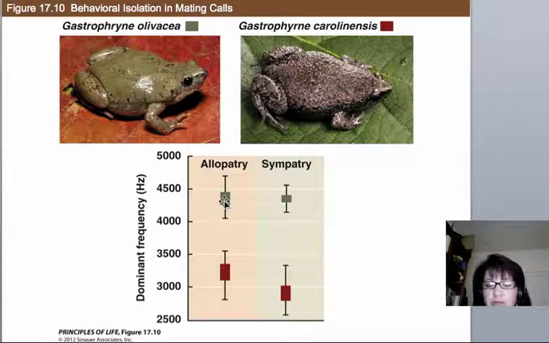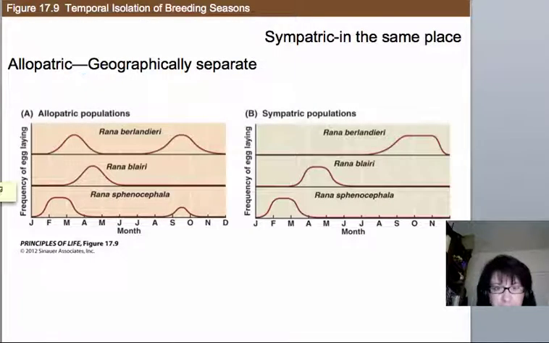With allopatric speciation, you can see the calls are a little closer together when they're in different places because they aren't near each other, so there's less interaction anyway. So allopatric speciation is when you are geographically separate. Sympatric speciation is when you're in the same place. And these are just examples of how allopatric populations might be laying eggs at different times, and they're separated. Sympatric, they're in the same area.